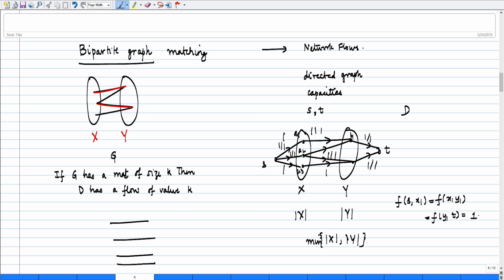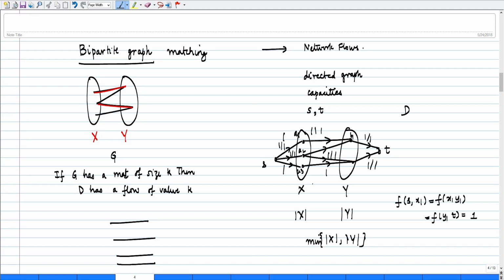So what does this show us? You take any matching in this graph and I will be able to construct a corresponding flow which has value exactly equal to the value of the matching. Why is the value exactly equal? Because again, there are no incoming edges to S, only outgoing edges from S, and how many outgoing edges have 1 unit of flow? Exactly k, which correspond to the edges belonging to the matching, right? So this shows that if G has a maximum matching of size k, then D has a flow of value k. That's all it shows.